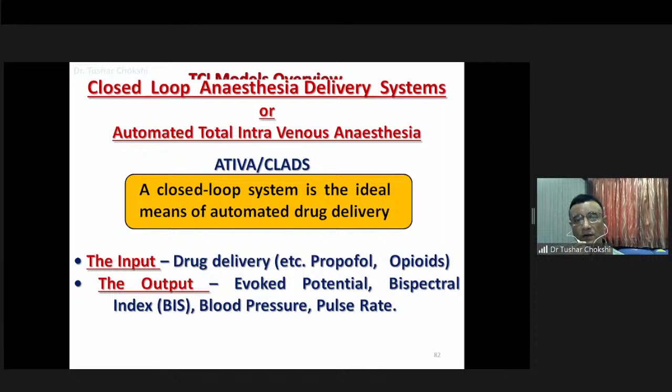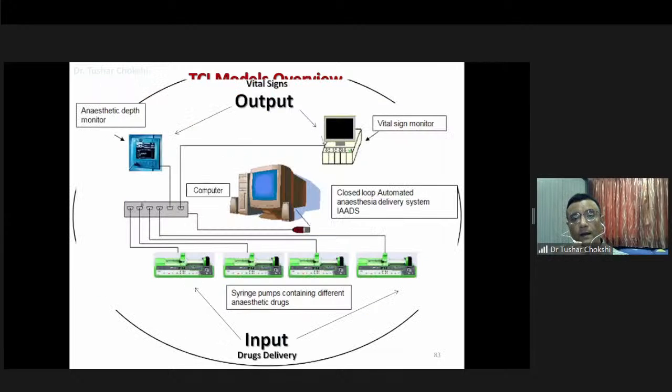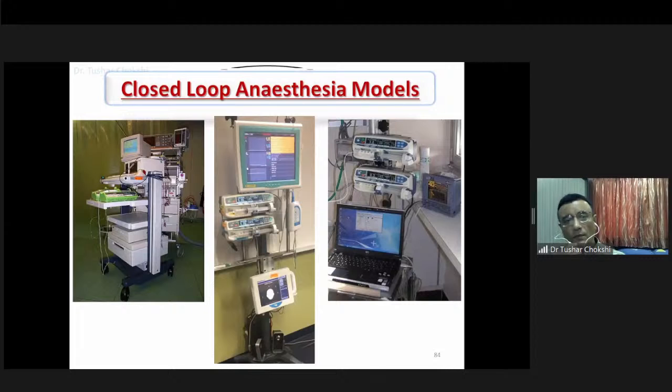Now, closed loop anesthesia delivery system, automated total intravenous anesthesia. Here the input is drug delivery, like propofol and opioids, and the output is from anesthesia depth monitors like evoked potential, bispectral index, narcotrend, or entropy. Why is it called a closed loop system? Because the input is drug delivery and the output is the monitor. Whatever the vital monitors show is noted in the computer, and according to the computer's command, the drugs are delivered into the body, and the cycle goes on like that. And these are the closed loop anesthesia models available in the world.